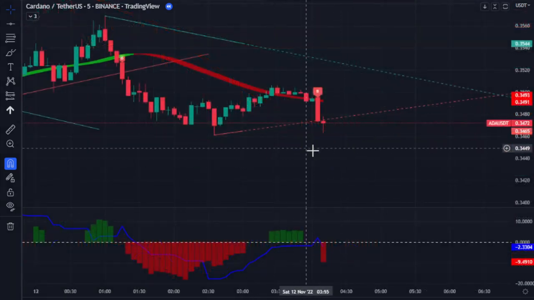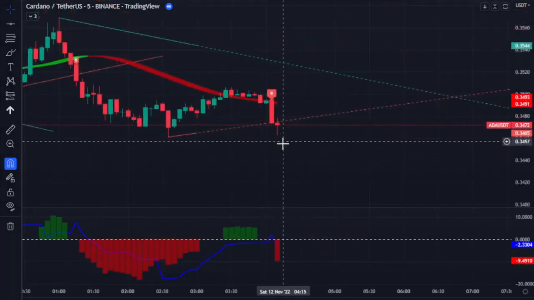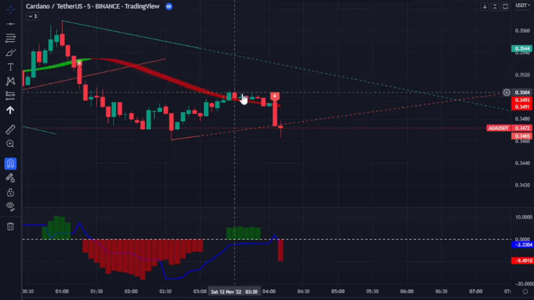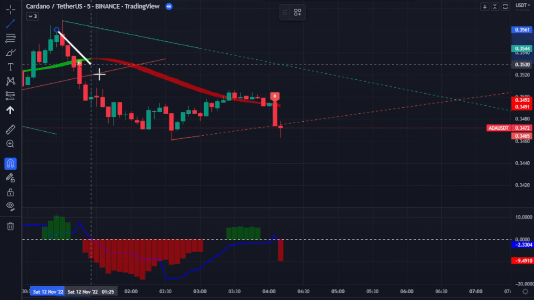Here is another interesting example. First we see that the whole suite is in red, this indicates that the market is controlled by sellers and we also see a pullback on the candlestick chart.